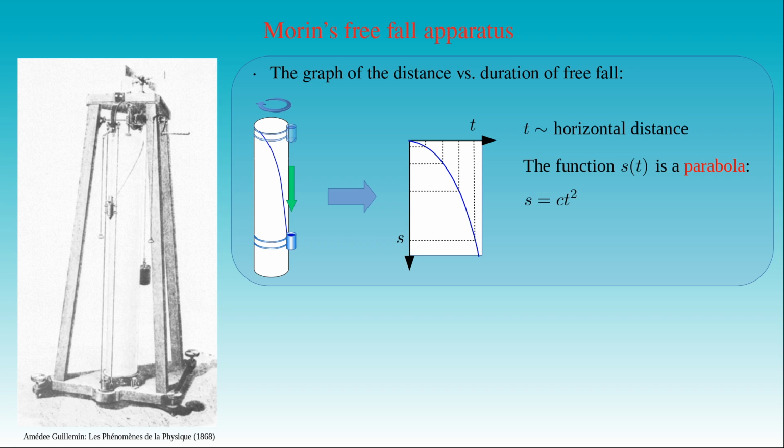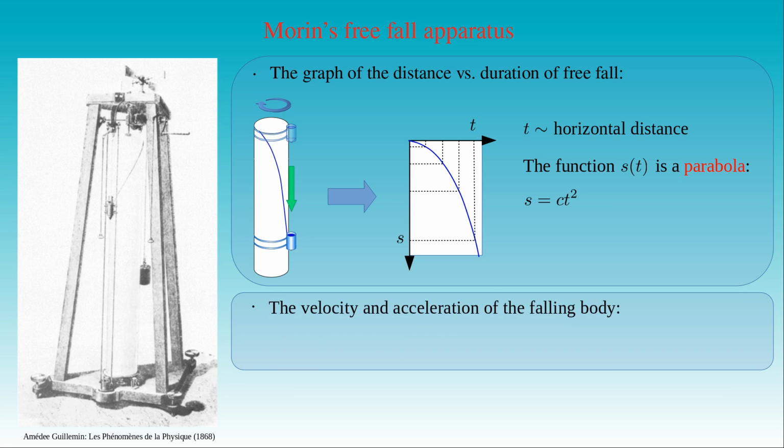The value of this constant is already determined in the previous experiment. We can substitute this relation into the definition of the velocity and write its magnitude, that is the speed, as the derivative of the distance s with respect to the time t. The derivative of the function c times t squared is equal to 2c times t. That is, the speed of the falling body is proportional to the time.